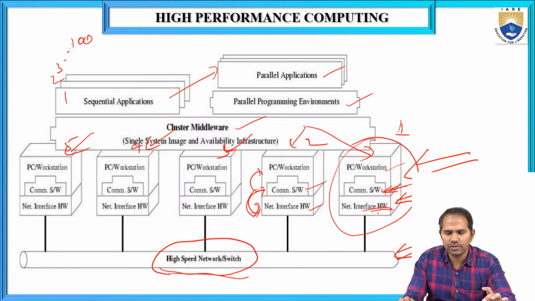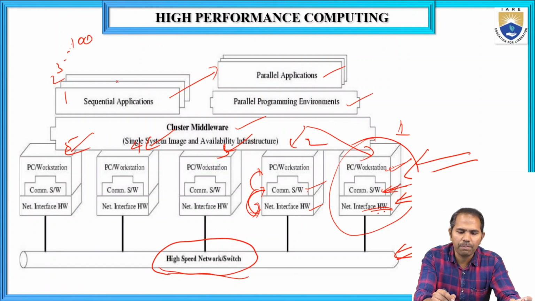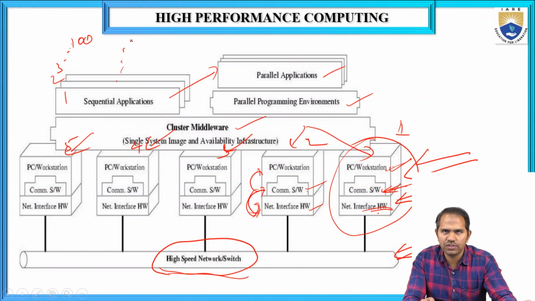Now we focus here. Nodes are, internally, PC workstations. Each one is considered a PC workstation that has software and, internally, hardware. Now these systems interact with the cluster middleware. Above the cluster middleware, different sequential applications, like different tasks, exist. The tasks are given in parallel. Parallel means that they are executed at the same time.